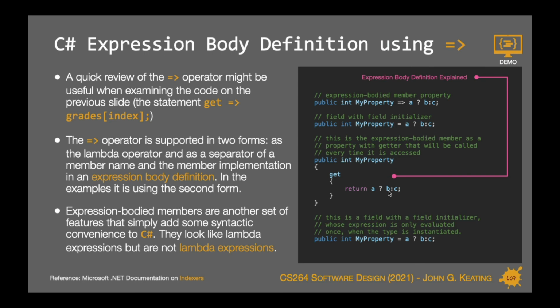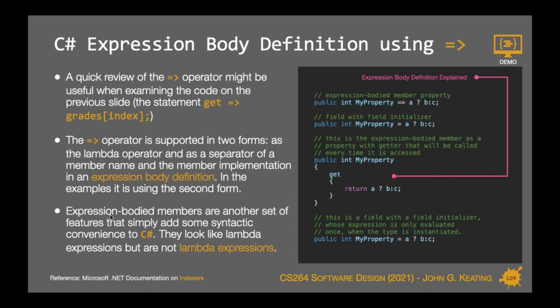So it is useful. When you look at that line of code, we need to know what's happening with that line of code. And the lambda operator has two forms. It exists as a lambda operator and as a separator of a member name and a member implementation in an expression body definition. So a variable name and its expression definition. Okay, if you want to think about it like that. They're not variables. When they're inside a class, they're members, okay? But rather than just variables. And there are different member types. You have variables, static members, variable member, all that kind of stuff. Okay? So it's using the second form, okay?